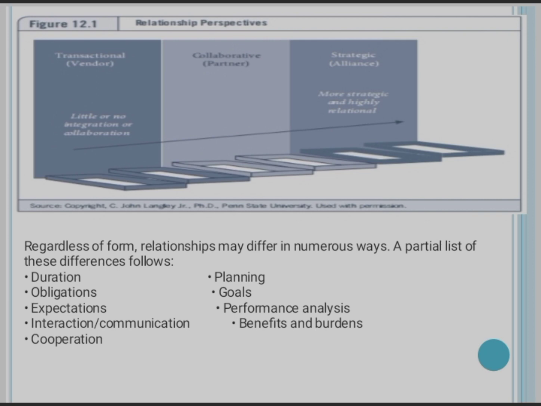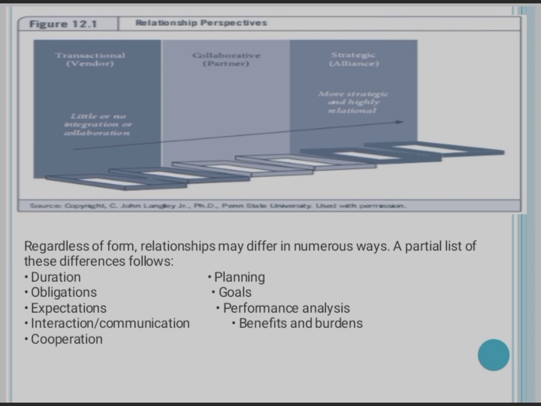Next, goals. The shared objectives and targets of the relationship may vary. It is important to align these goals to ensure that all parties are working towards a common purpose. Next, performance analysis. The evaluation and assessment of the performance of the relationship can differ. Regular analysis helps identify areas for improvement and ensures that the relationship is meeting its intended goals.